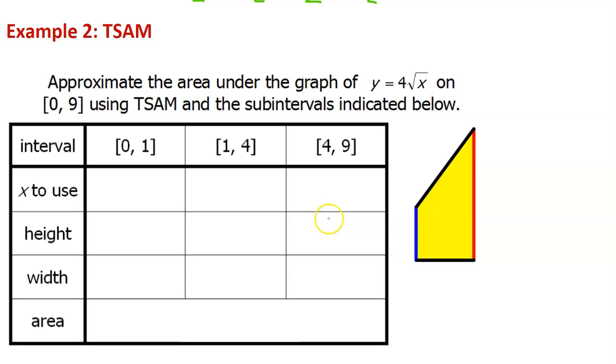Okay, example 2. Approximate the area under the graph of y equals 4 times the square root of x on the interval from 0 to 9 using TSAM, Trapezoidal Sum Approximation Method, and the subintervals indicated below. So we're going to be doing trapezoids.